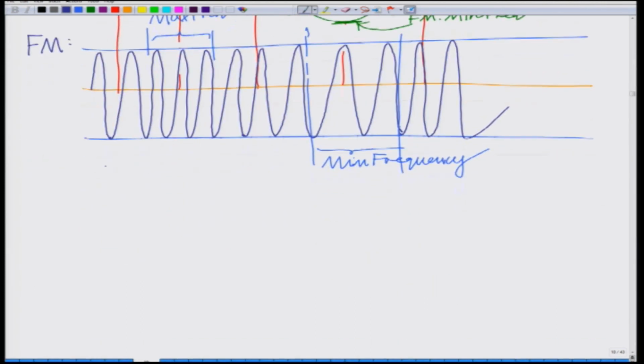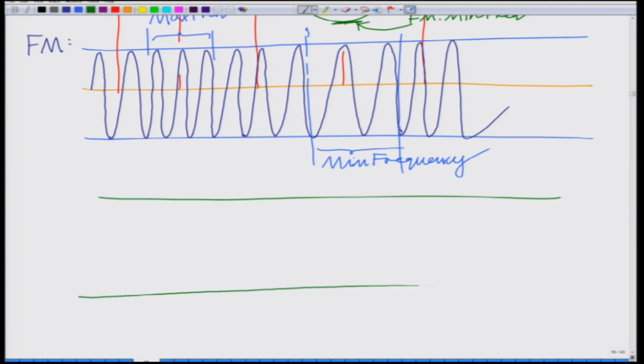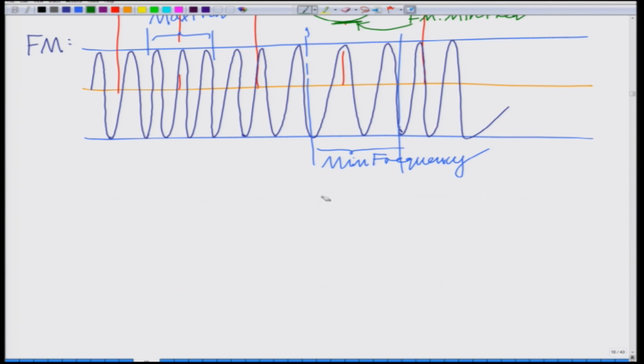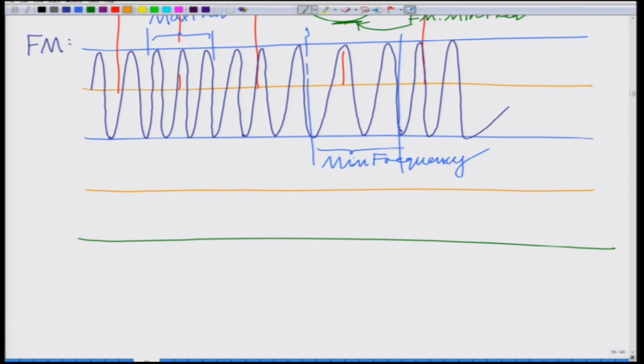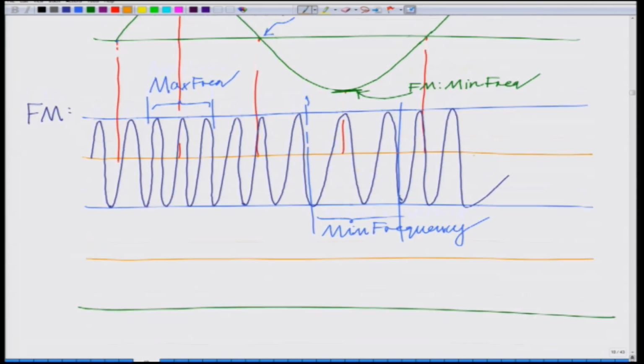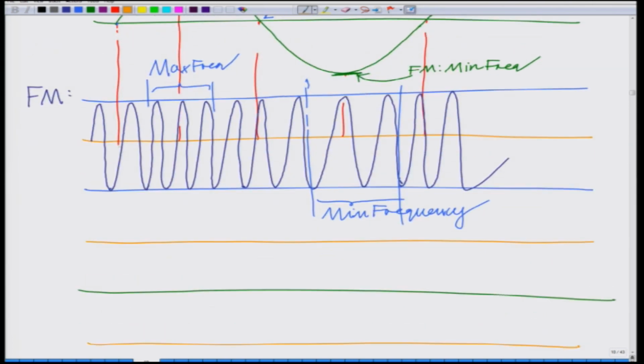Now, if I were to draw the same diagram for phase modulation, we will observe something interesting. Okay, let us say this is the envelope. Remember, the envelope is always going to be constant because the amplitude is not changing, right. So, the envelope is always going to be constant.